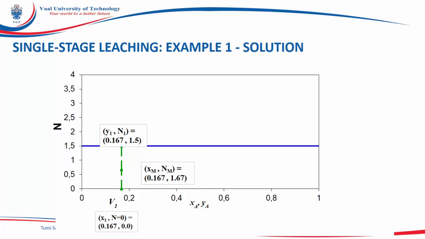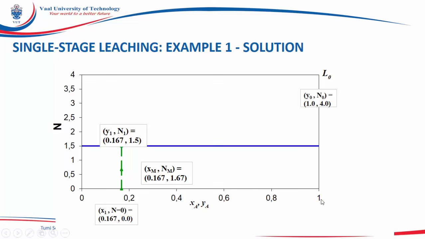We can plot a vertical tie line showing these points, from the one that is on N equals 1.5, which is Y1, and the one that is on N equals 0 along the x-axis, which is X1. And then we can also position XM, which we know is at N equals 1.6. Next, we can plot LO, which we know is at the coordinates YO, NO, which are 1 and 4, where N equals 4.